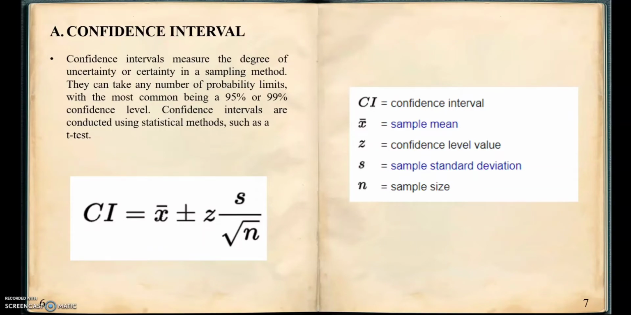Confidence interval measures the degree of uncertainty or certainty in the sampling method. They can take any number of probability limits, with the most common being a 95% or 99% confidence level. Confidence intervals are conducted using statistical methods such as t-test. We have a formula for the confidence interval, where confidence interval is equal to the sample mean, adding and subtracting the confidence level value multiplied by the sample standard deviation over the square root of the sample size.